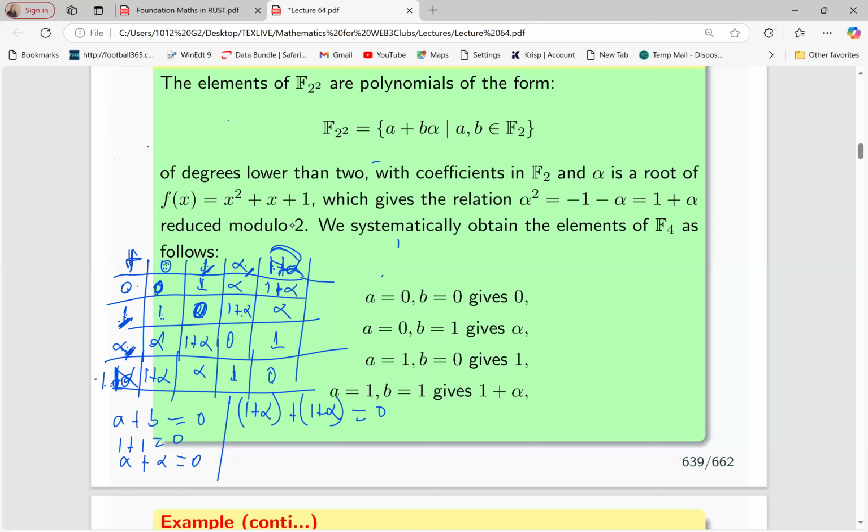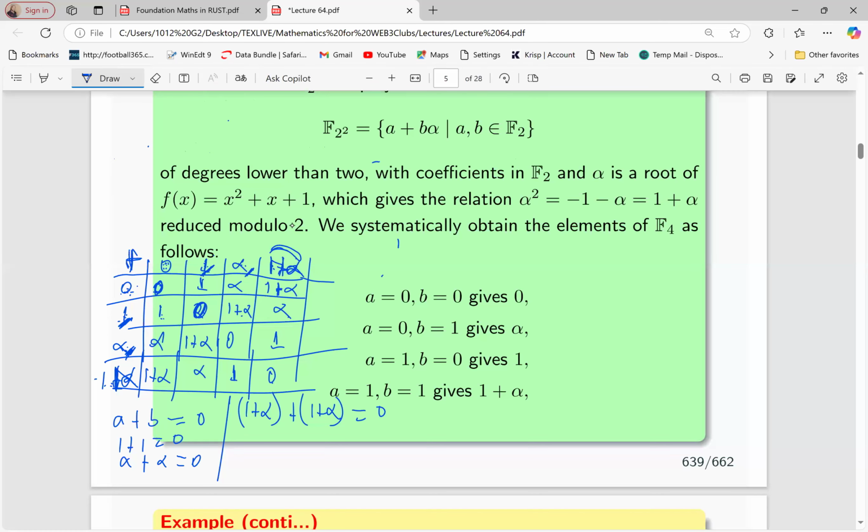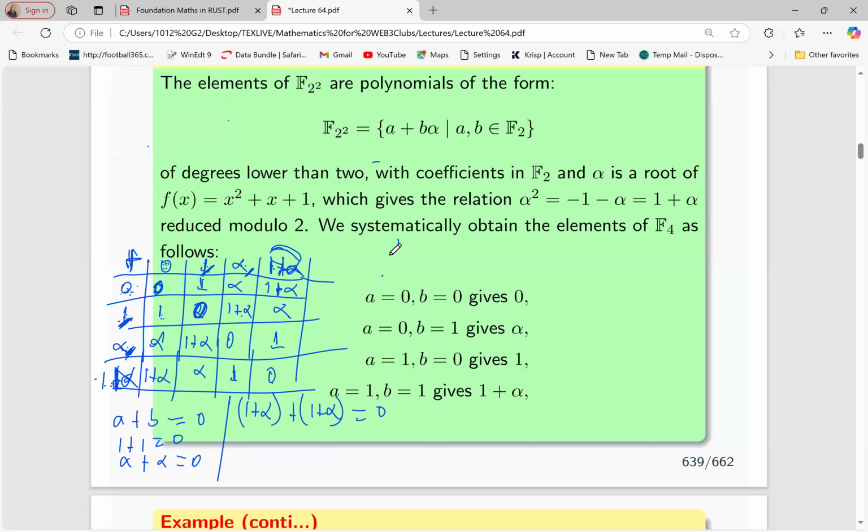And of course, we've shown that 0 is the identity, because when I added 0 to each of the elements, 0 plus 0 gave me 0, 0 plus 1 gave me 1, 0 plus alpha gave me alpha, 0 plus 1 plus alpha gave me 1 plus alpha. That means 0 has no impact on any of the elements, so it's the identity element. So again, we've shown that.